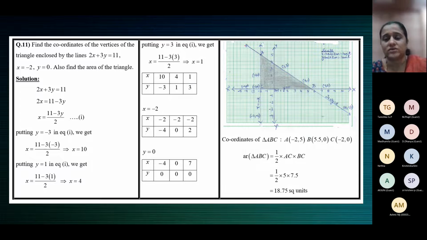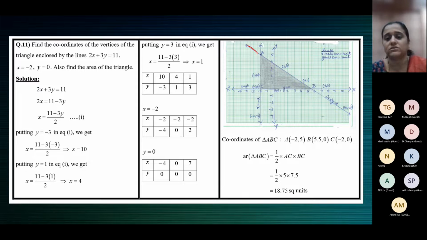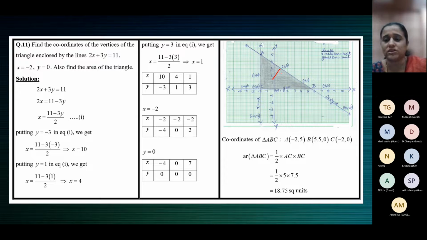So this is one graph line. This is the second one. And the x-axis itself is a third one. So clearly this is the region bounded by the 3 lines. You can cross the y-axis. Don't think you must shade only this triangle.